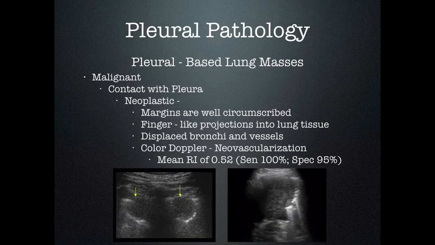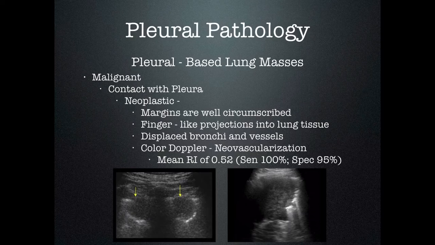You will also see pleural-based lung masses, and most often these are going to be malignant. They must contact the pleura for you to be able to see them. If it's well within the lungs, or if there's normal aerated lung around the mass, you won't be able to see it. If you do see a mass and it has contacted the pleura, you will start beginning to think it's neoplastic just because you found it and you need to do further investigation.